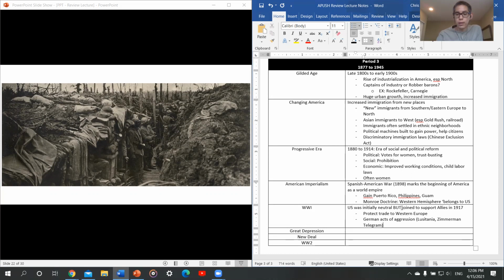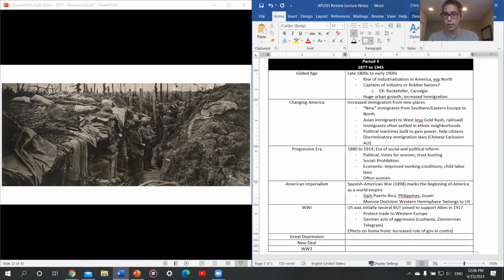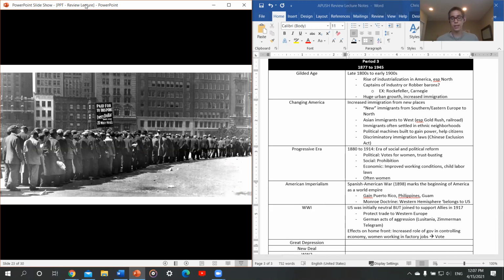We only fight for a year or so, but the effects on the home front are significant in that we see an increased role of the government in controlling the economy. And we see women working in factory jobs, which is eventually going to get them the vote right after the war is over. And so the post-war period, 1919 through up to 1929, is the Roaring 20s.